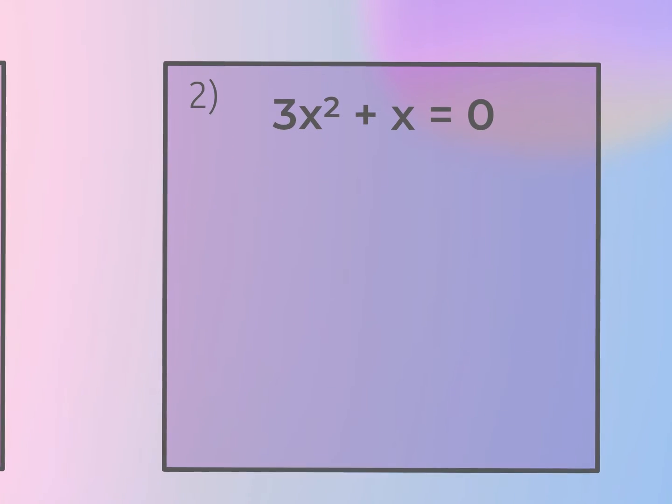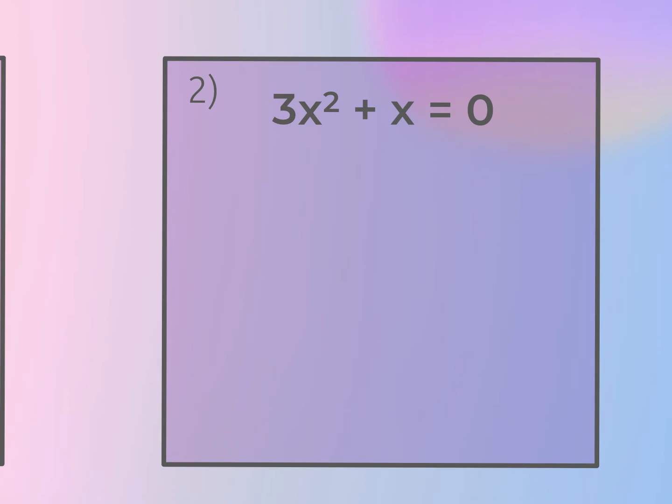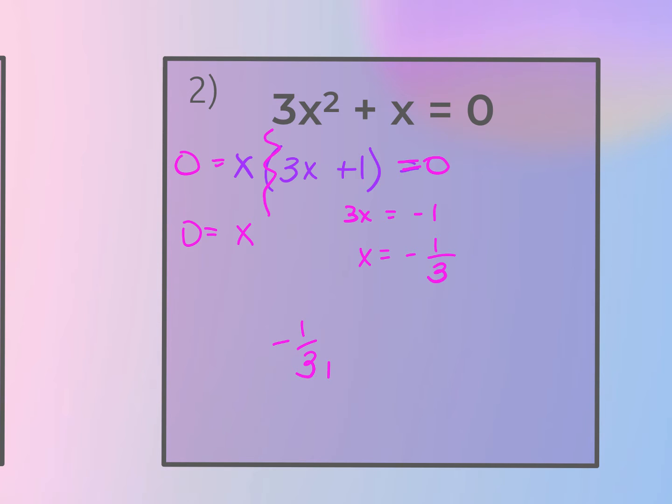Okay, now look at 2. First of all, both of them were already set equal to 0. If they weren't, I would move everything, but these are already set equal to 0. So how do I factor this one? Good. Take out the x, and I get x times 3x plus 1. And then I split and solve. So this is 0, and this is 0. That means x equals 0 is one of my answers. And then 3x would equal negative 1, and x would equal negative 1/3. So in order, my x's would be negative 1/3 and 0.